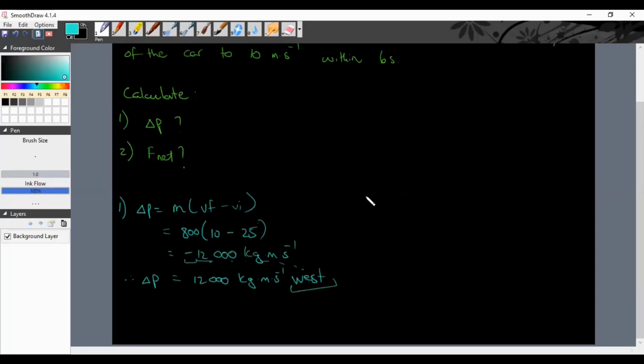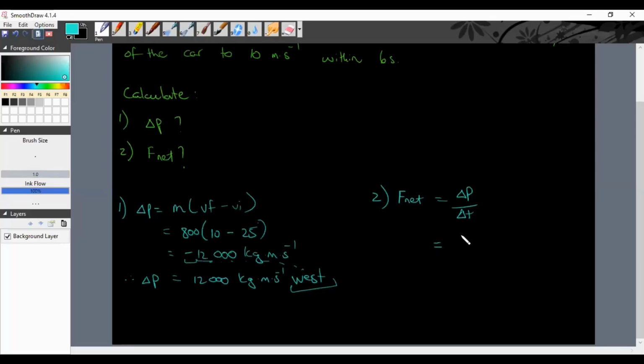All right. Number two, they want to know the net force, in terms of the change in momentum. First mark will go to your formula, of course, showing that you have arrived at the party, you're on the guest list.